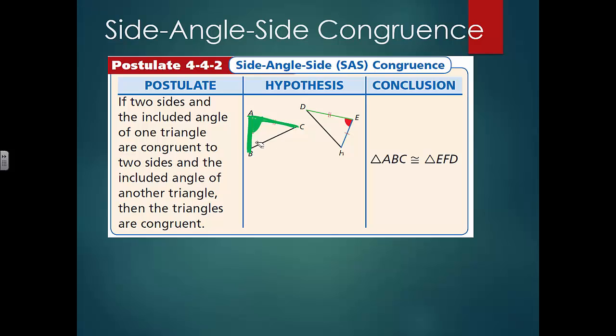So we get side, angle, side, and side, angle, side. The angle is included between the 2 sides. So if these 2 sides and the included angle are congruent to these 2 sides and the included angle, that is enough to say by this postulate that the triangles are congruent.